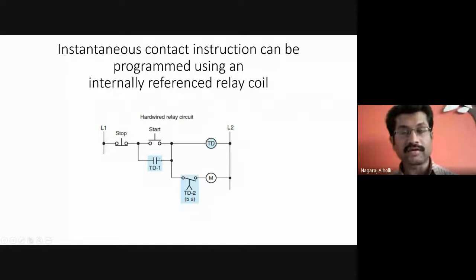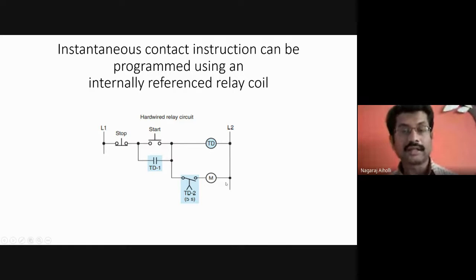The instantaneous contact is referenced to the relay coil. This is the relay coil. Then this timed contact, the second one, TD2, is called the timed contact. It maintains the timing after a certain duration. This timed contact is referenced to the motor coil.